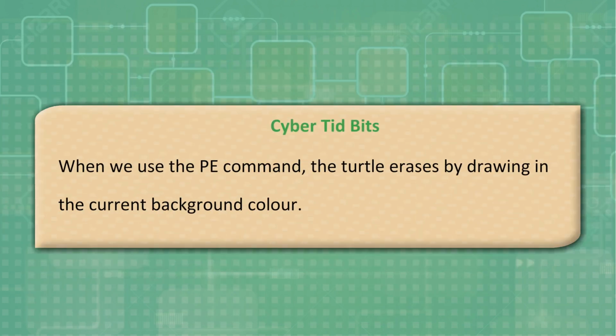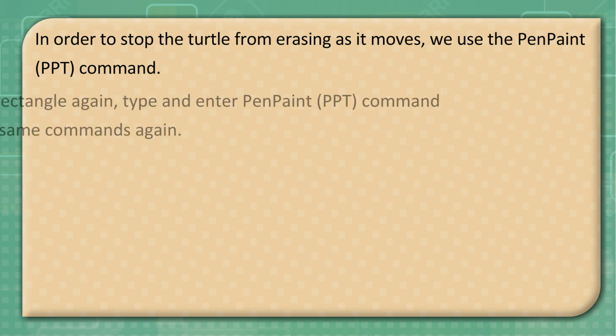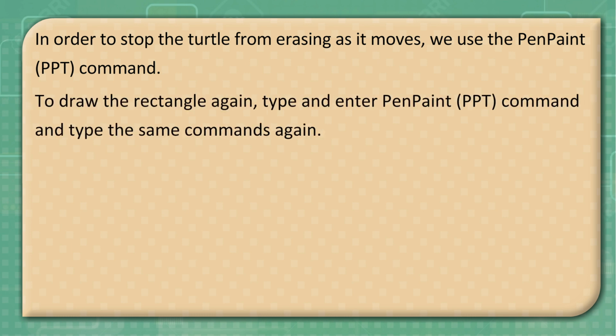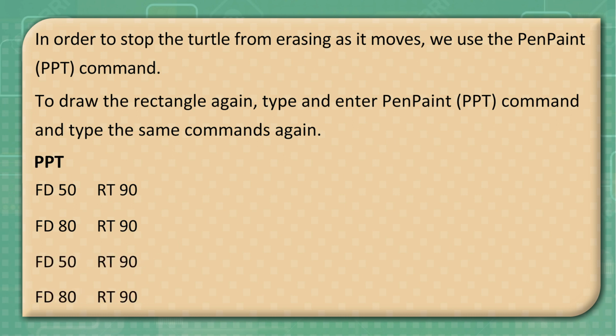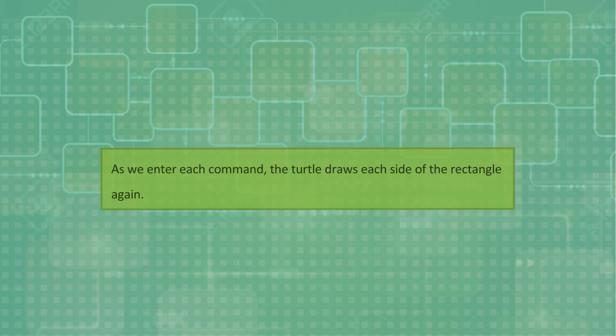Cyber tidbits. When we use the PE command, the turtle erases by drawing in the current background color. In order to stop the turtle from erasing as it moves, we use the paint, PPT command. To draw the rectangle again, type and enter the paint PPT command and type the same commands again. PPT, FD 50 RT 90, FD 80 RT 90, FD 50 RT 90, FD 80 RT 90. As we enter each command, the turtle draws each side of the rectangle again.